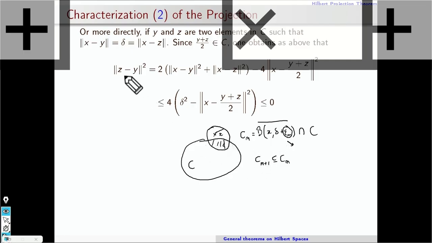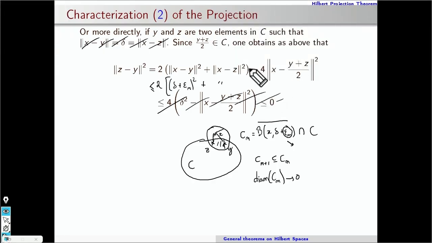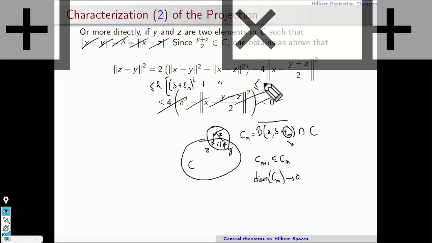So we'll now use the parallelogram identity to show that in addition, their diameter goes to 0. So let me take z and y in this intersection. So now they do not satisfy this condition, but their distance to x is smaller than delta plus epsilon n square. And similarly for this term. This term, we had already seen that it is smaller or equal to minus 4 delta square.